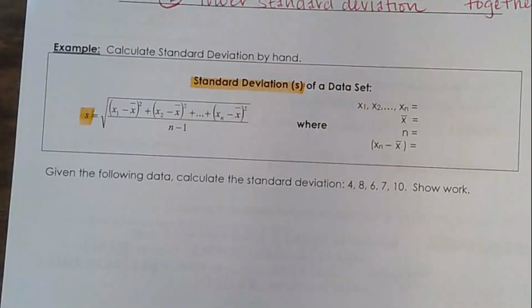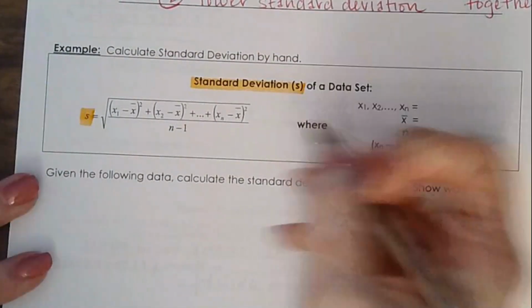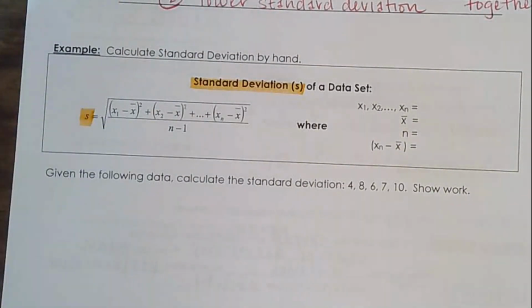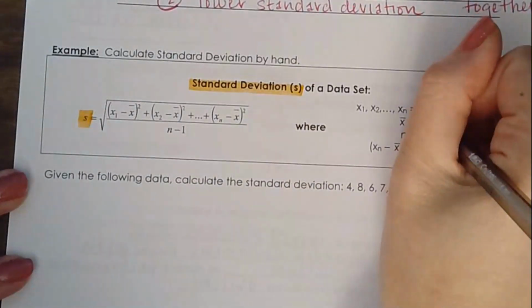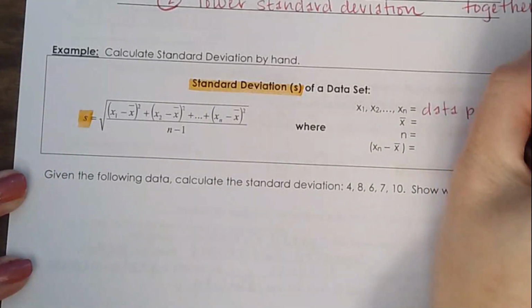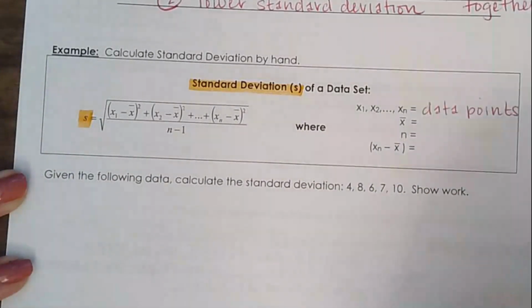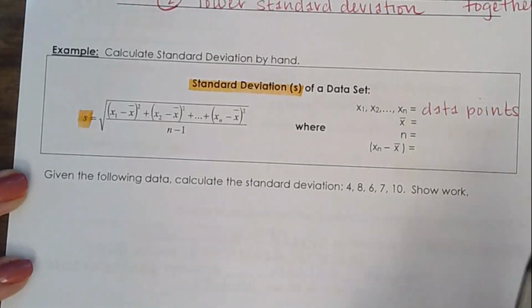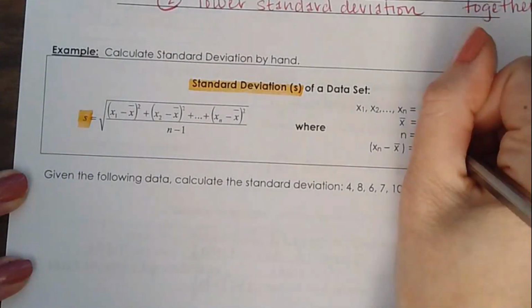So what do these variables mean? X sub 1, X sub 2, X sub 3, X sub 4, all the way. All those different values would be your individual data points. X bar is what? We learned what X bar was in chapter 4. Yep, the average or the mean. You can write either one.